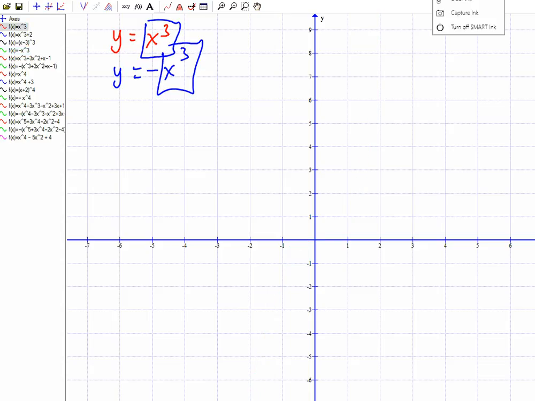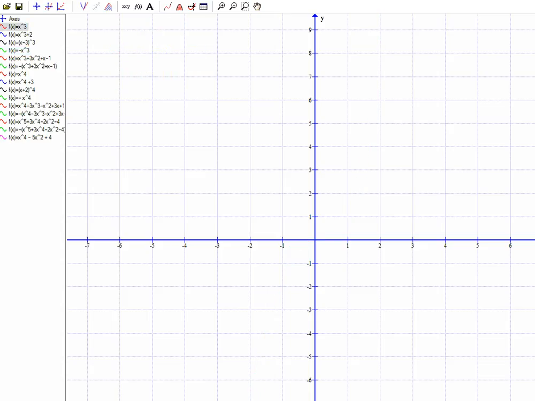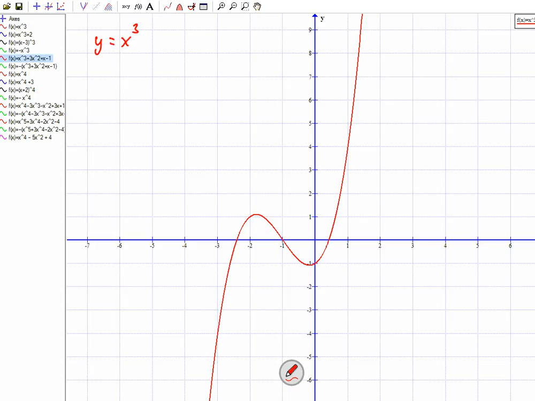Okay, let me clear my ink. Okay, so the next base function then is y equals x cubed. And again, you should be drawing all these in your notes. Plus 3x squared plus x minus 1. Now you've got that in your notes. y equals x cubed plus 3x squared plus x minus 1. So you want to sketch that in your notes.